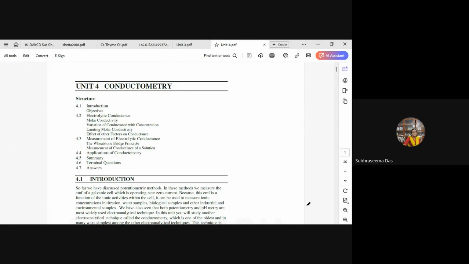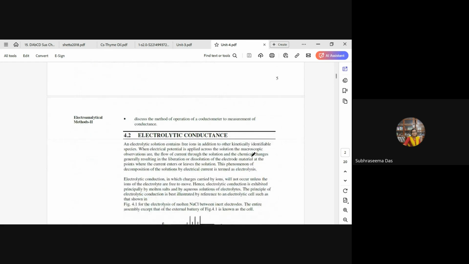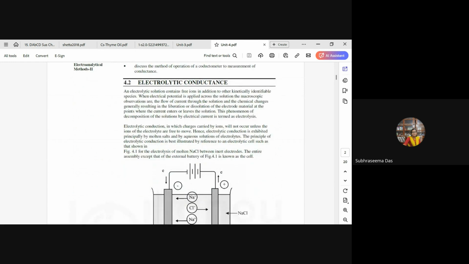So now we'll start with the next unit, that is conductometry. In this unit, we'll talk about conductance, the various types of conductivity. Then we will talk about the measurement of electrolytic conductances and the applications of conductometry. So we'll start with a basic introduction to electrolytic conductance.